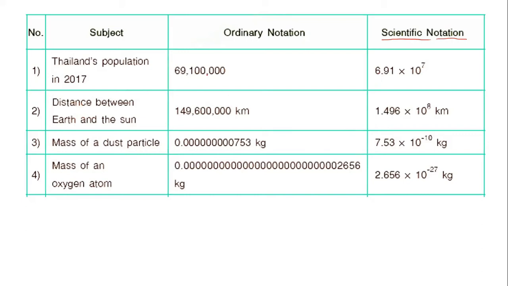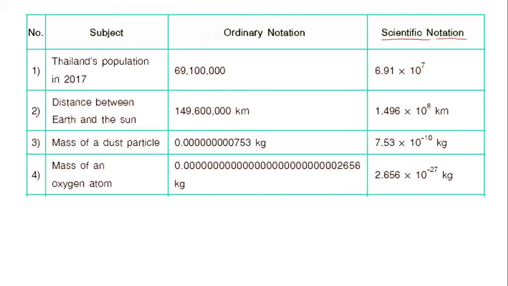Now, you see that when a number is big like this one, it's not easy to read. Even to write, it might not be easy. But when you write it in scientific notation, it becomes a bit easy. You look, this one is 69,100,000. But here it becomes 6.91 times 10 to the power of 7. Kind of looks a bit easier to say and to write.